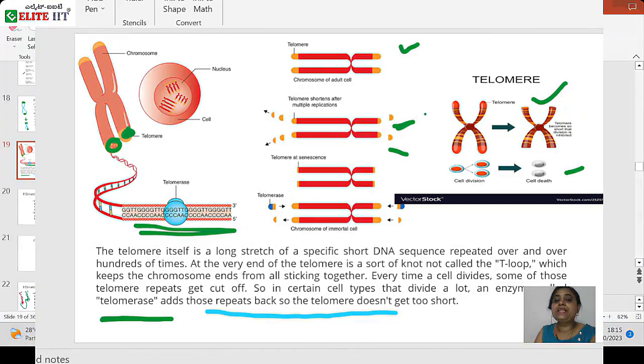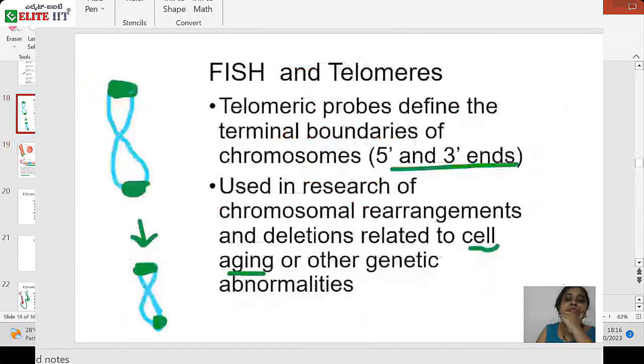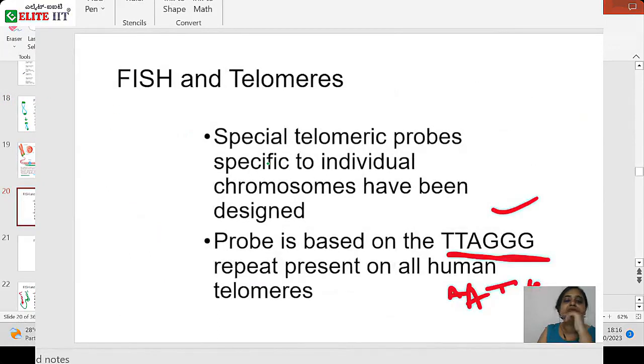So you can identify or localize the telomere sequence by the FISH method. It is used in research of chromosomal rearrangements and deletions related to cell aging or other genetic abnormalities. Because the probe is already there, you can use that to identify the position of the telomeres.